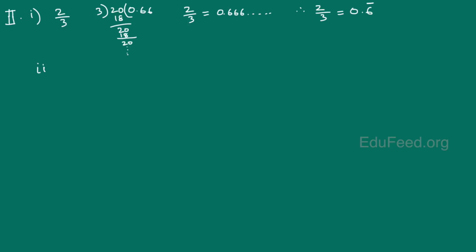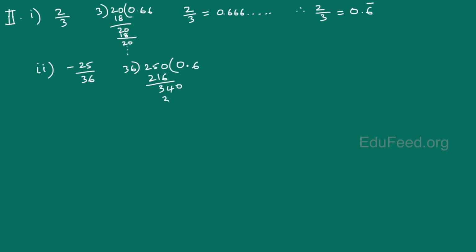Second question, minus 25 by 36. Now let's try to divide the positive numbers first and then we'll come up with the negative symbol at last. So 25, as 25 is less than 36, we'll need a decimal over here. 250, 36 6 times is 216, and then we have 34 here.